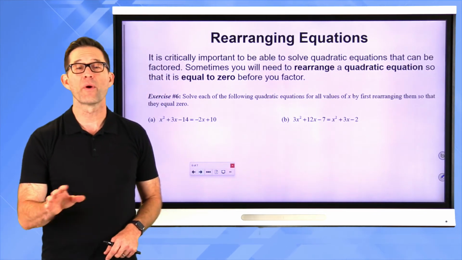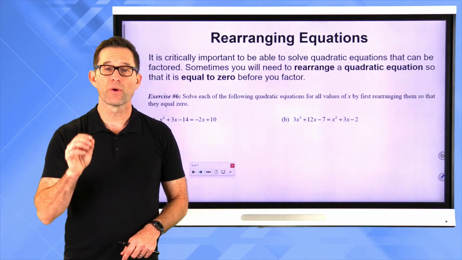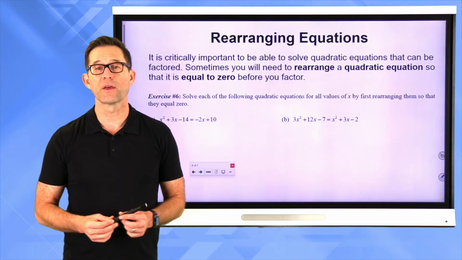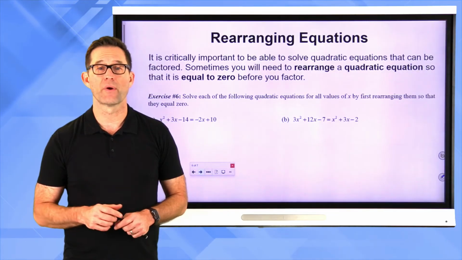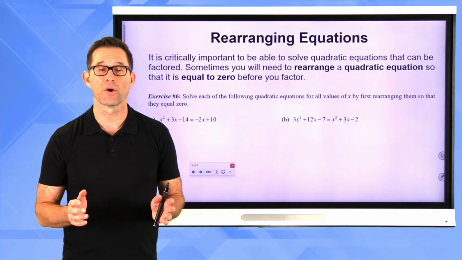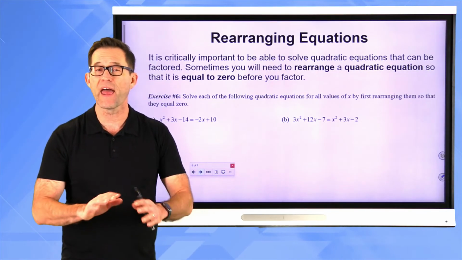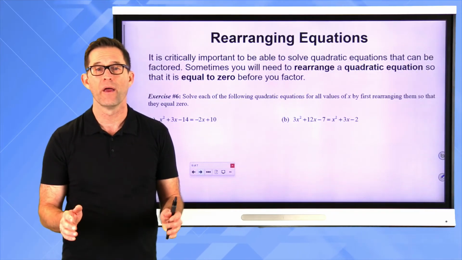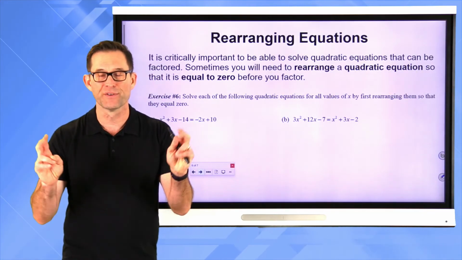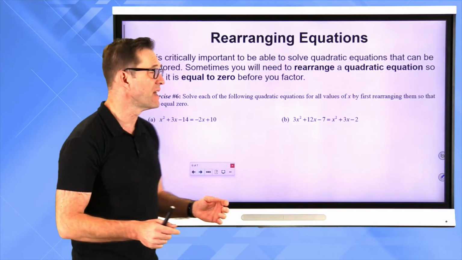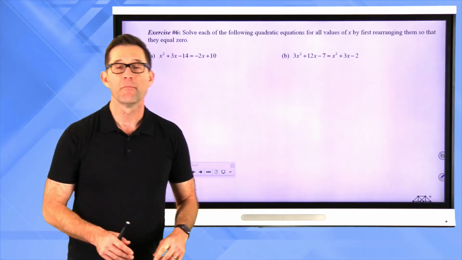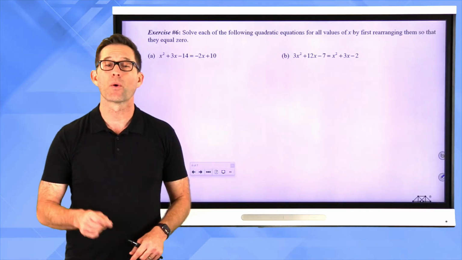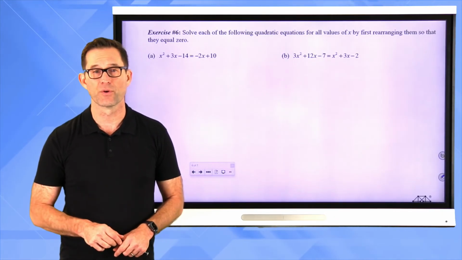All right, rearranging equations. It is critically important to be able to solve quadratic equations that can be factored. Sometimes you will need to rearrange a quadratic equation so that it is equal to 0 before you factor, right? Every equation we've worked with so far has already been set equal to 0. But many times that doesn't have to be the case. So we're going to end the lesson today by looking at a few exercises where we have to get the equation equal to 0 first.